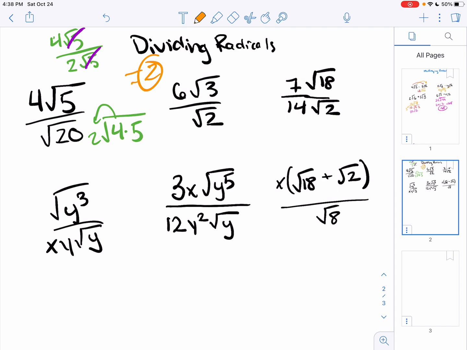For the next one, we cannot do anything. Why can't we do anything? Because there is no way we can simplify radical 3 and radical 2 so that they will have the same number inside of the radical. So there's nothing else we can do.